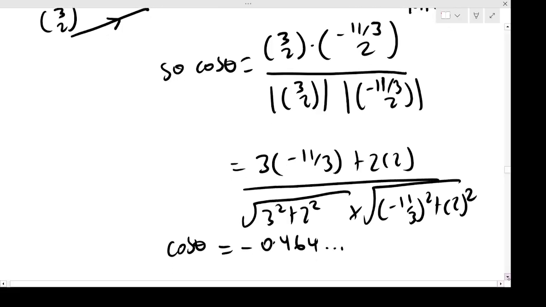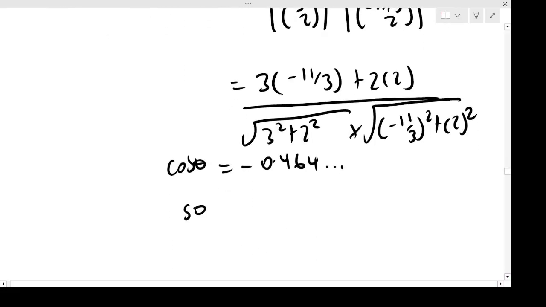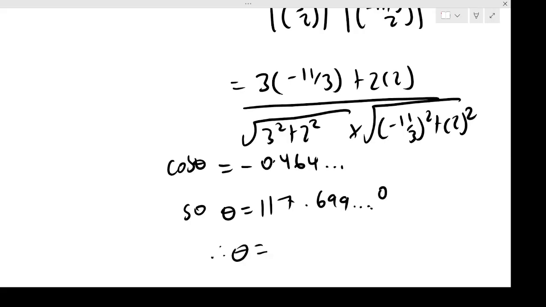Okay, so I'll just do inverse cos. So theta, if I do inverse cos of that, I get 117.699 and so on, degrees. But then to the nearest degree, to the nearest whole number, is just going to be rounded up to 118, to the nearest degree. And there we are.